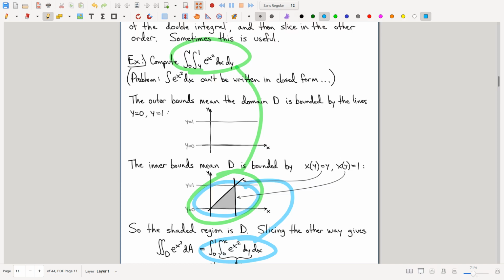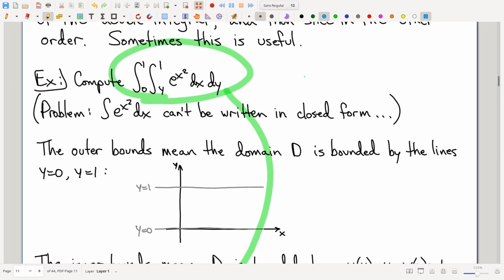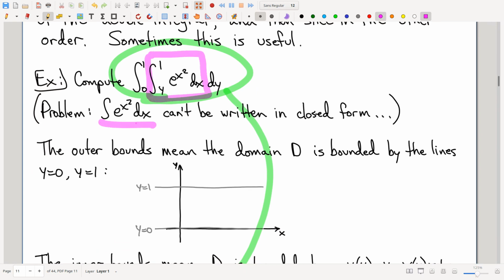Why would I ever want to do such a thing? And here's why. If you look at this iterated integral and you look on the inside, there is an integral of e to the x squared dx, and you can't write that down in what they call closed form. You can't write it down reasonably, in other words, without using power series. So just logistically, we're kind of dead in the water on this one. Everybody see the problem? This is pretty undesirable.